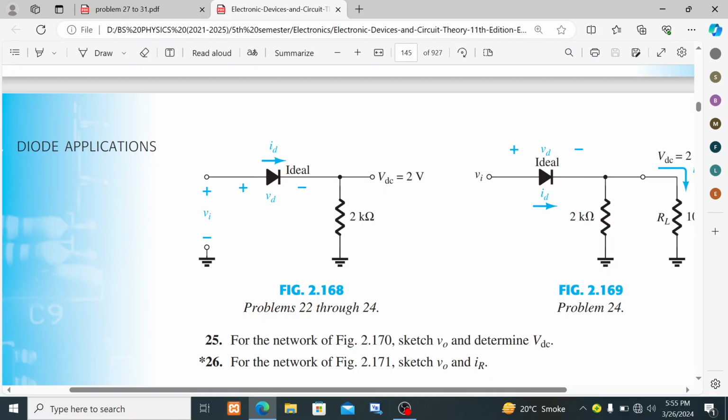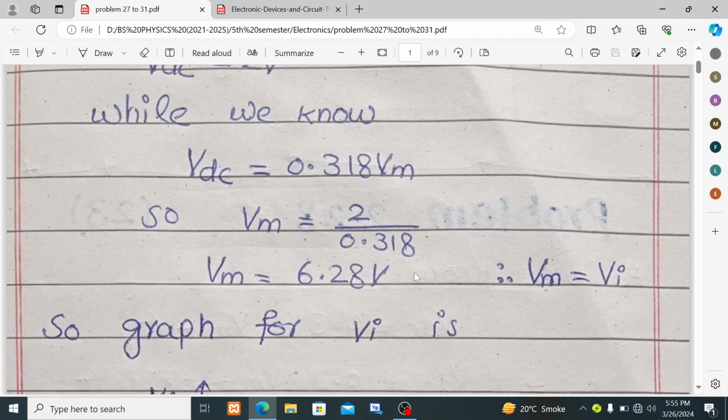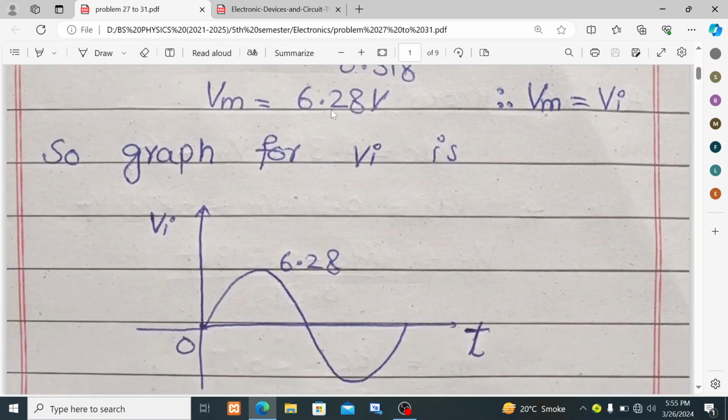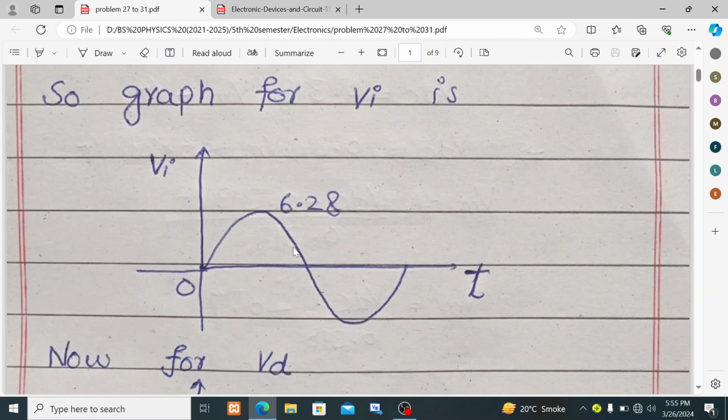Vi is equivalent to Vm because the diode is ideal, so no voltage drop will be across the diode and Vi is equal to Vm. So we can draw the graph for Vi. Say Vi is equal to 6.28 volt, so we draw the graph as I have drawn it, with Vi on one coordinate and t on the other.